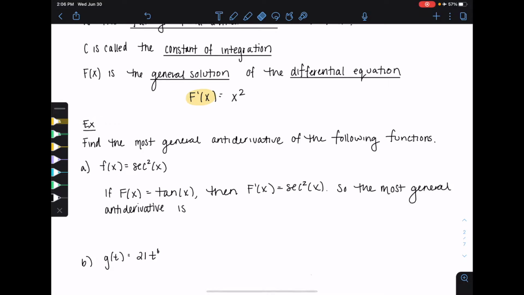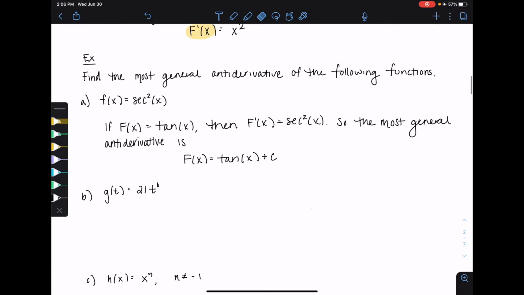So the most general antiderivative we have is capital F of x equals tangent of x plus c. If we move on to g of t being 21t to the 6th, I want to find a function whose derivative is 21t to the 6th. So I know I need a 7th power because the 7 would get brought down and decreased to 6. So we're going to say g of t equals 3t to the 7th.